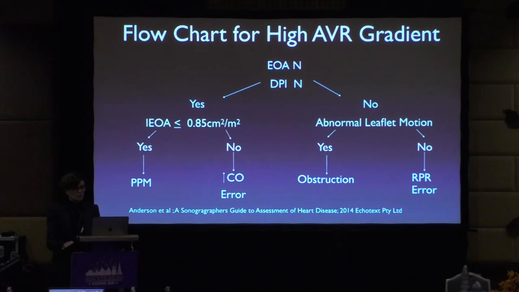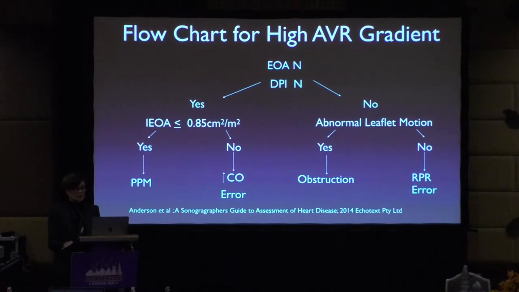Now, if we get high gradients across the aortic valve, we can follow this particular flow chart. So you've got a high gradient across the aortic valve. You need to ask yourself, is your EOA normal and is your Doppler velocity index normal? Now, if those things are normal, if the indexed EOA is less than 0.85, then the patient has prosthesis mismatch. Otherwise, they either have a high output state or there's some error in the measurement.